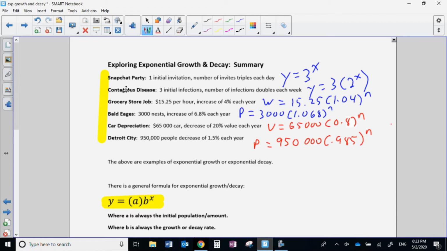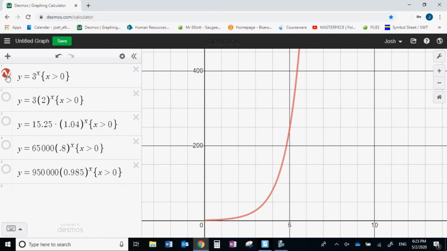The next example that I'll do is the contagious disease, which was y equals 3 times 2 to the power of x. Very similar. The blue one is the 3 times 2 to the power of x. If I put it against the Snapchat one, you can see that they're somewhat similar.